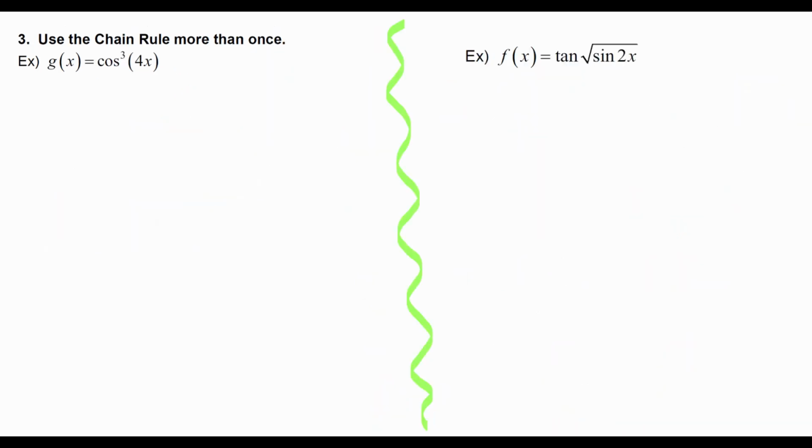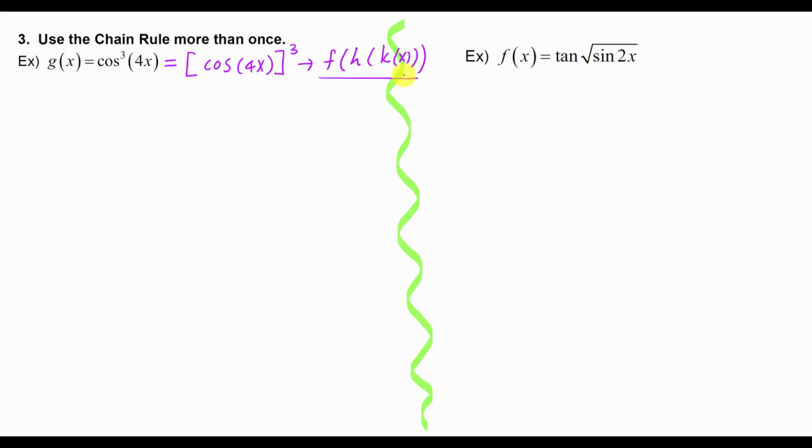Now let's practice some problems where we have to use the chain rule more than once. Look at the first example, g of x equals cosine cubed of 4x. If I rewrite it, it is cosine 4x to the third power. That's exactly what this function is. If you look closely, my outer function is a power function, and my inner function is cosine of 4x. But because cosine of 4x is again a composition of cosine x and 4x, this is really f of h of k of x, since they already used the letter g, where k of x is 4x, h of x is a cosine function, and f is a power function.